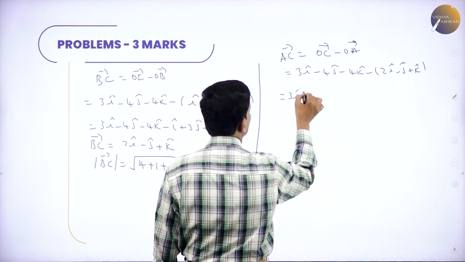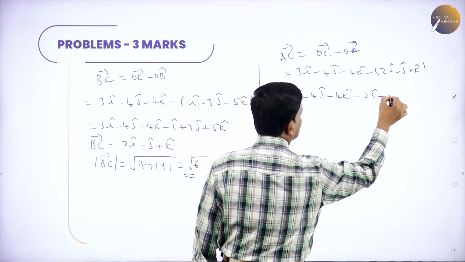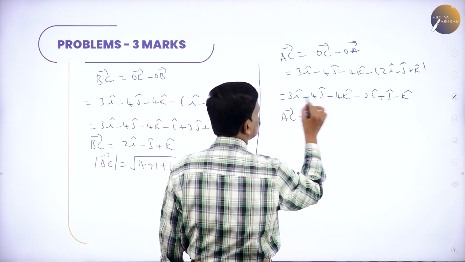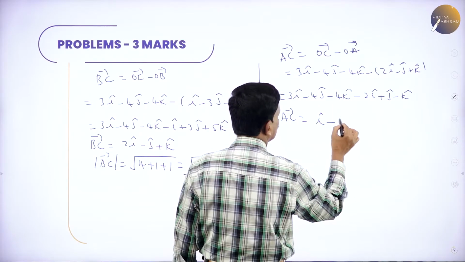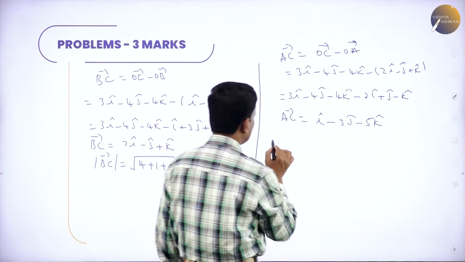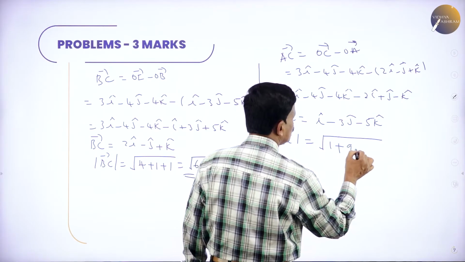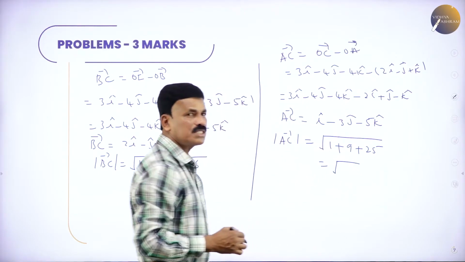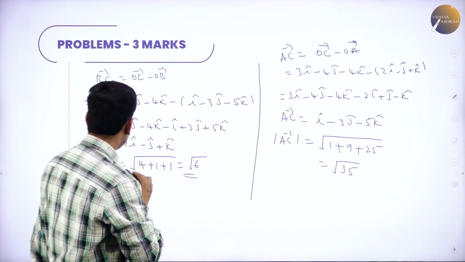Simplify this. 3i minus 4j minus 4k minus 2i plus j minus k cap. So vector AC is equal to 3i minus 2i is i cap, minus 4 plus 1 is minus 3j cap, minus 4 minus 1 is minus 5k cap. Now the length of vector AC is equal to root of 1 square is 1, 3 square is 9, 5 square is 25. This is equal to 9 plus 1 is 10 plus 25 is root 35. Now thus we have got AB, BC and AC.